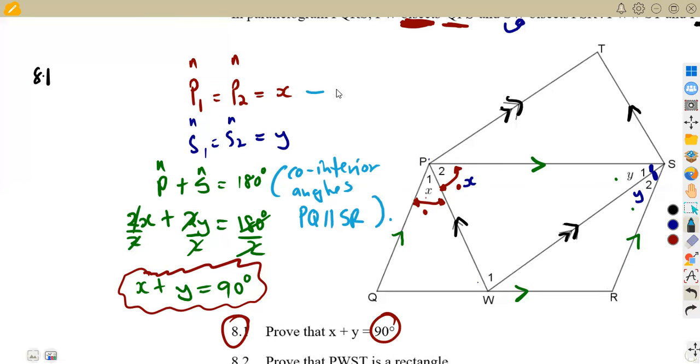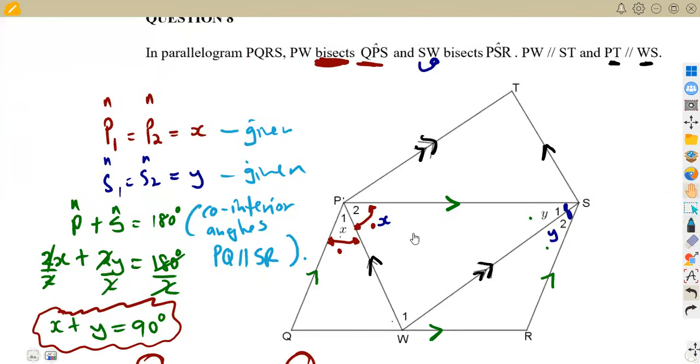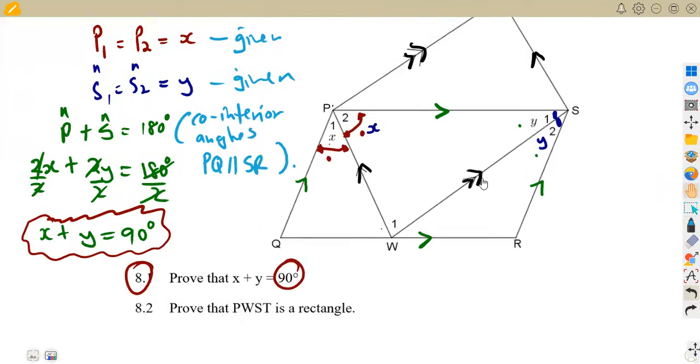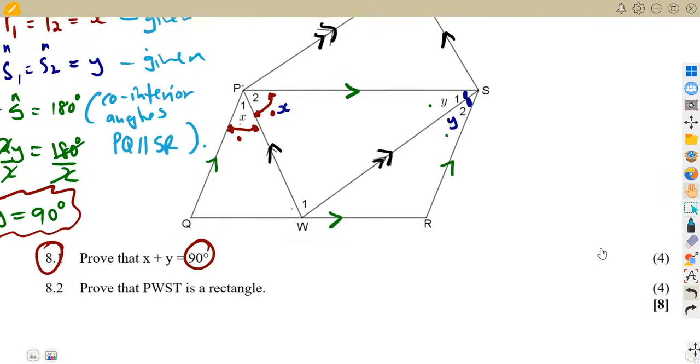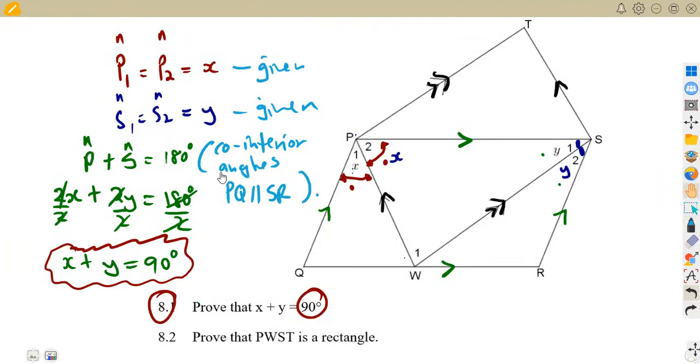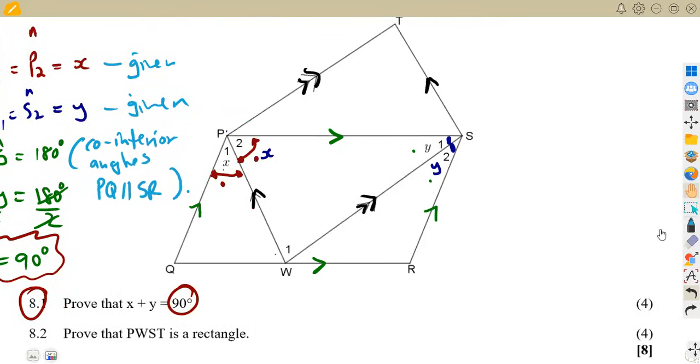So these we are just given, all right? We are given from the information. It's not like we have proved this or something. This is just given. It bisects this, so that is it. Four marks, okay, four marks for that. Yeah, you can actually have all the marks there.